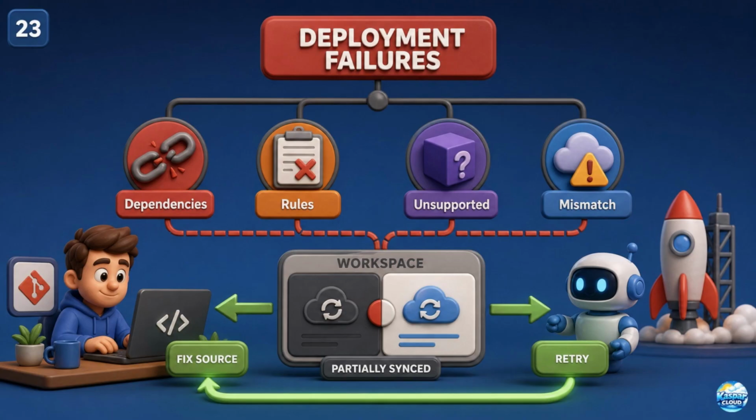In some cases, updates can fail partway through execution, leaving the workspace in a partially synchronized state. The safest recovery approach is usually to identify the failing item or dependency, correct the issue in the Git source, validate the configuration carefully, and then rerun the update or deployment process. Strong dependency management and small incremental changes significantly reduce these types of operational failures.